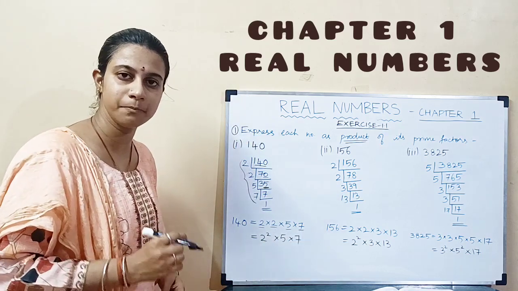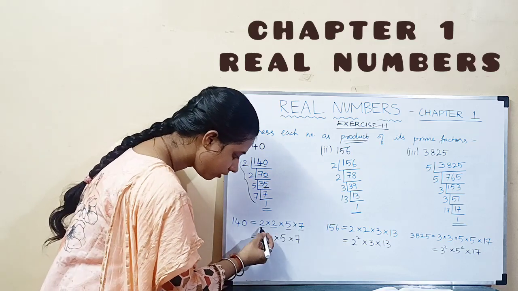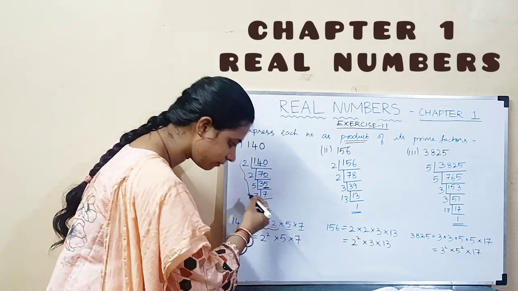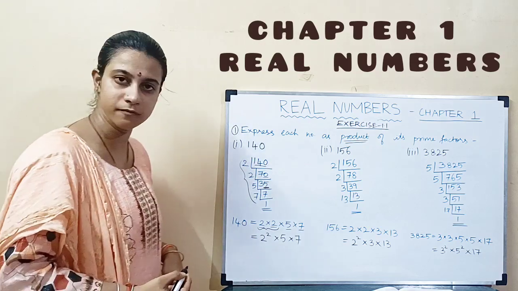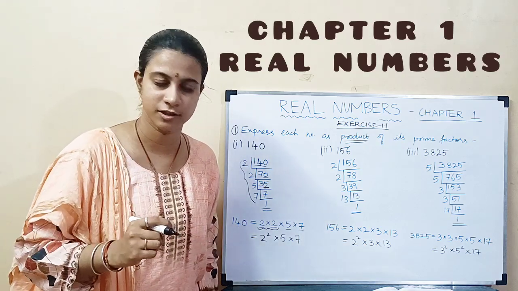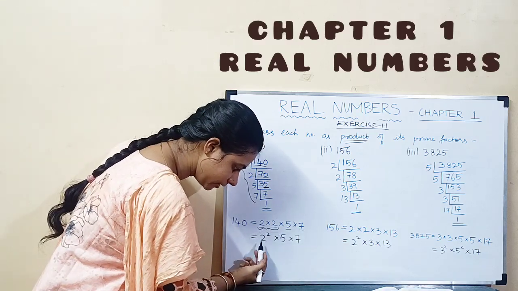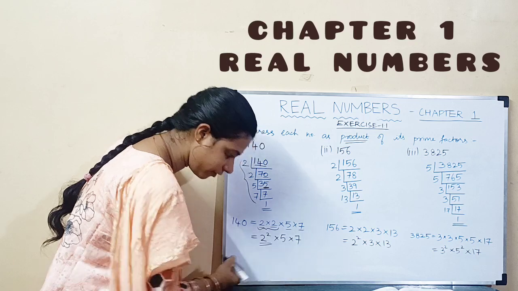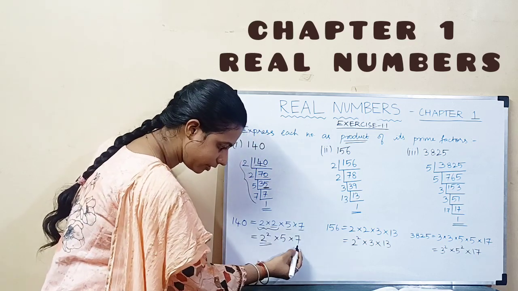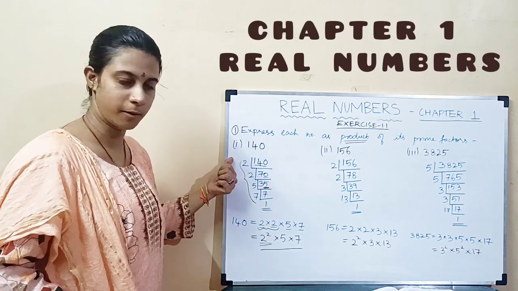But this is not the simplest form to represent any prime factorization. So we generally club the same and repeating prime factors, and we represent it in the form of exponents. Since there are two 2s here, we take it as 2 power 2 into 5 into 7. This is the final solution for this problem.